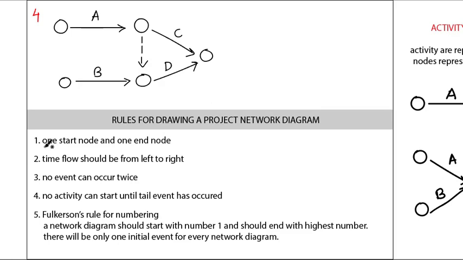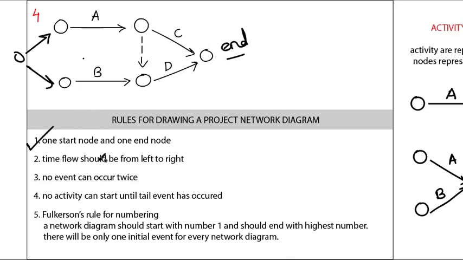So for a project network diagram, there will only be one start node and one end node. For example, in the fourth example you saw, there is one end node, and there will be one start node. So a project network diagram will consider only one start and one end node. There cannot be multiple end nodes and there cannot be multiple start nodes. There will be only one.